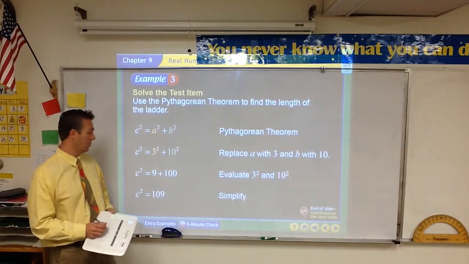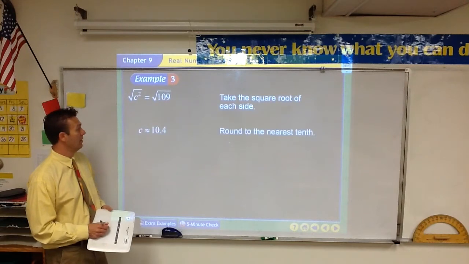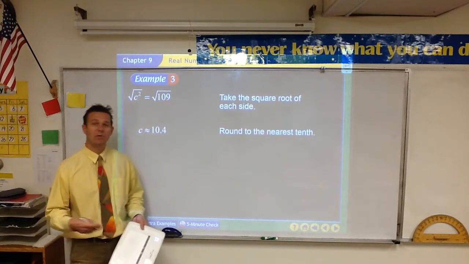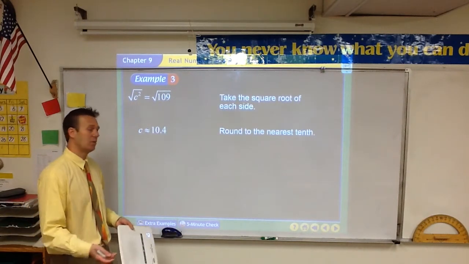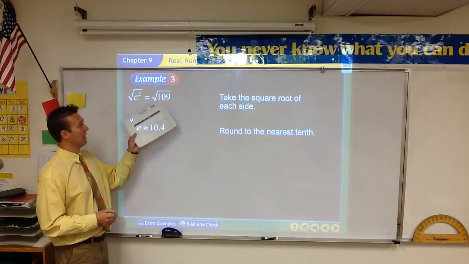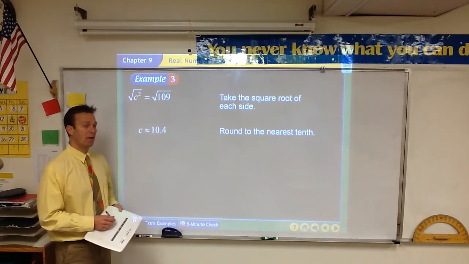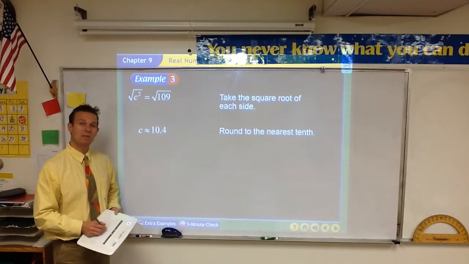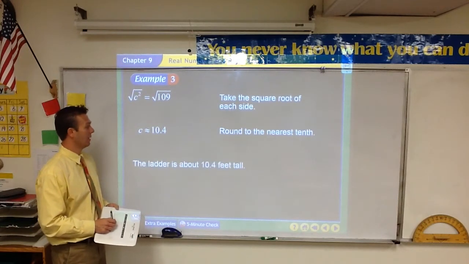Now we have to take the square root of both sides. And C is approximately 10.4, rounded to the nearest tenth. That's what you always want to do. Make sure you round it to the nearest tenth. When you punch the square root of 109 into your calculator, you'll find that rounded to the nearest tenth it is 10.4.